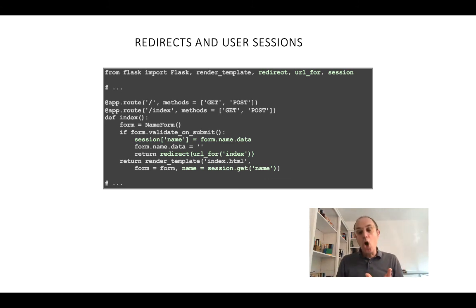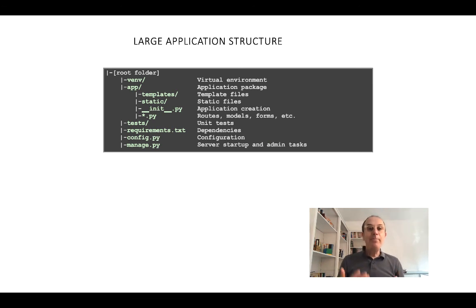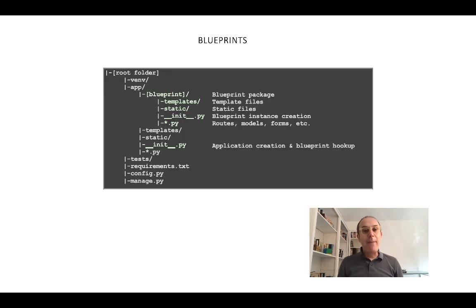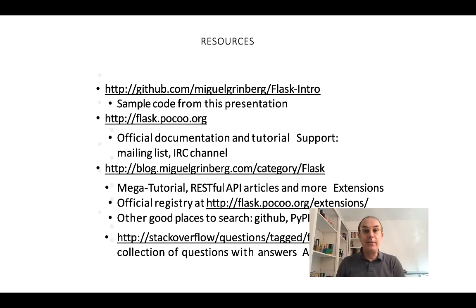This is just an example of the applet. So again, the folders that you are going to create out of it, you're going to create text, you're going to apply it, you're going to do configuration of the website in order to do that, and you have server startup and administration tasks. Blueprints are also part of the application, stored in a separate package in Python. They contain any combination of static files, templates, and routes. They are useful for extensions that attach new behavior to the application, and this is the idea behind it.